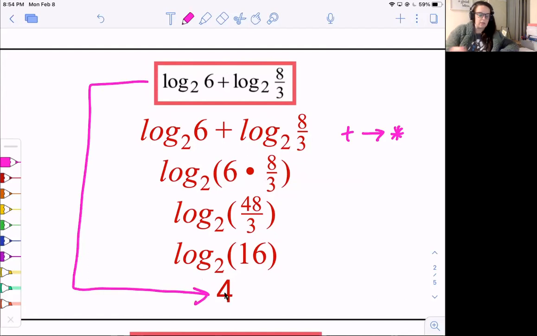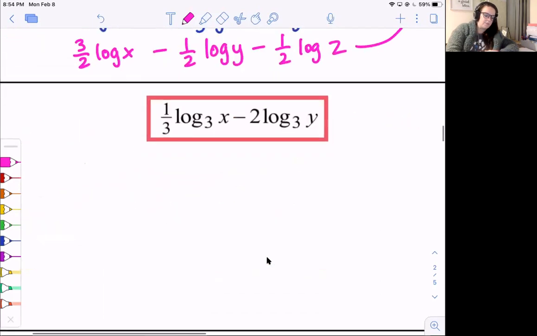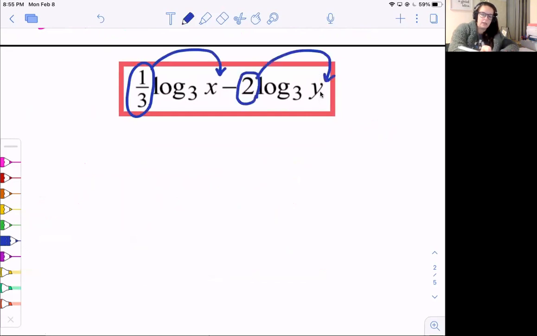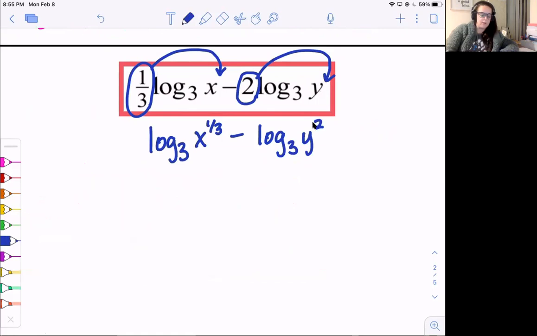If we can't get it into a single number, we're going to try at least to get it into a single log. Let's look at an example here. We have 1/3 log base 3 of x minus 2 log base 3 of y. Remember that the numbers in front are really your exponents. So we have 2 and 1/3, so we have log base 3 of x to the 1/3 minus log base 3 of y squared. Those are the exponents up there.